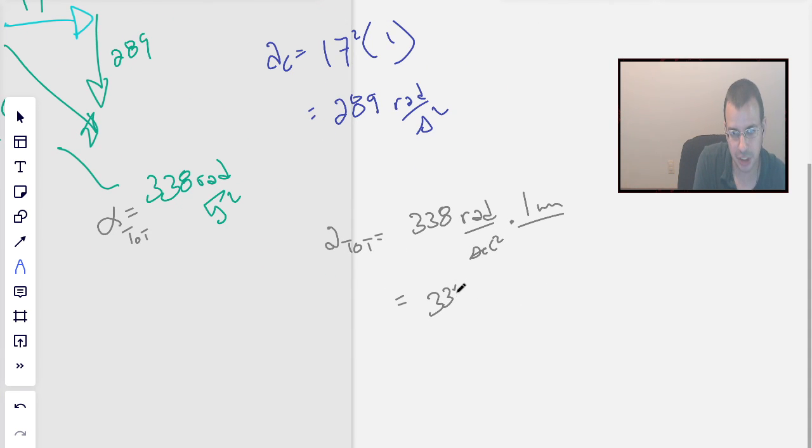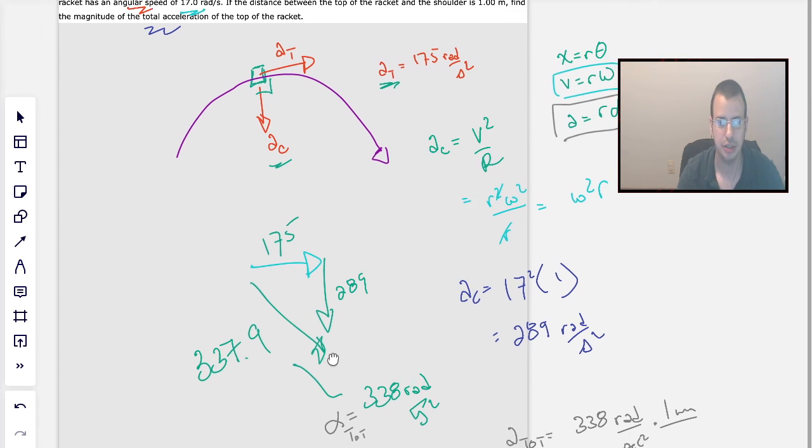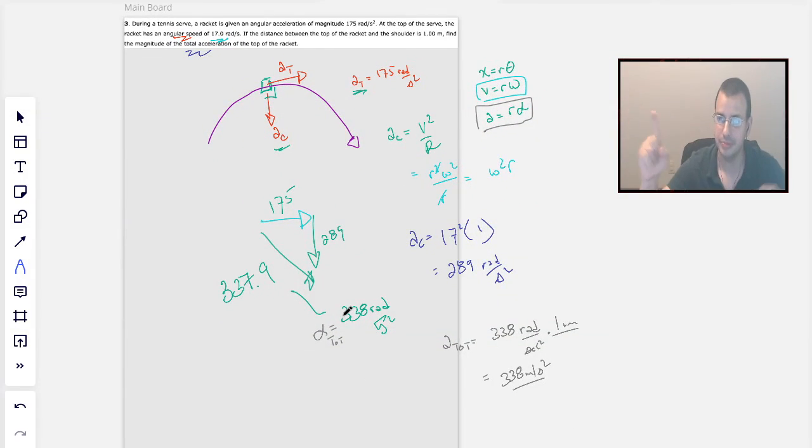So the idea with this one is that the total acceleration that the top of the racket is feeling is due both to the racket increasing speed, but also to it moving in a circular motion. Circular motion is also causing an acceleration. So, hope that one helped. See you on the next problem.